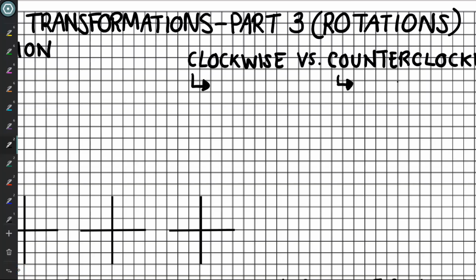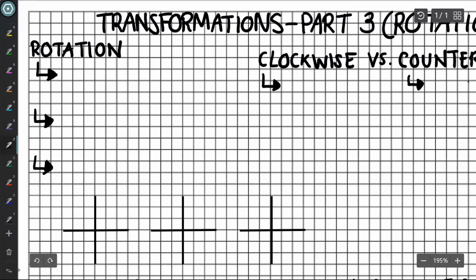Alright guys, welcome back. So we are continuing with our transformation segment. Today we're on part 3, which is rotations. So first we're going to start by defining what a rotation is.